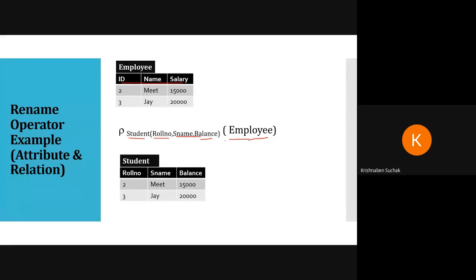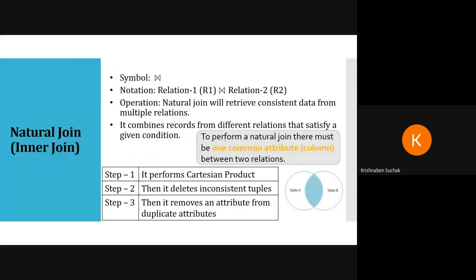So our next relational algebra operation is natural join, or you can say inner join. Whenever in the exam natural join is asked, or anything about inner join is asked, at that time you have to write this.